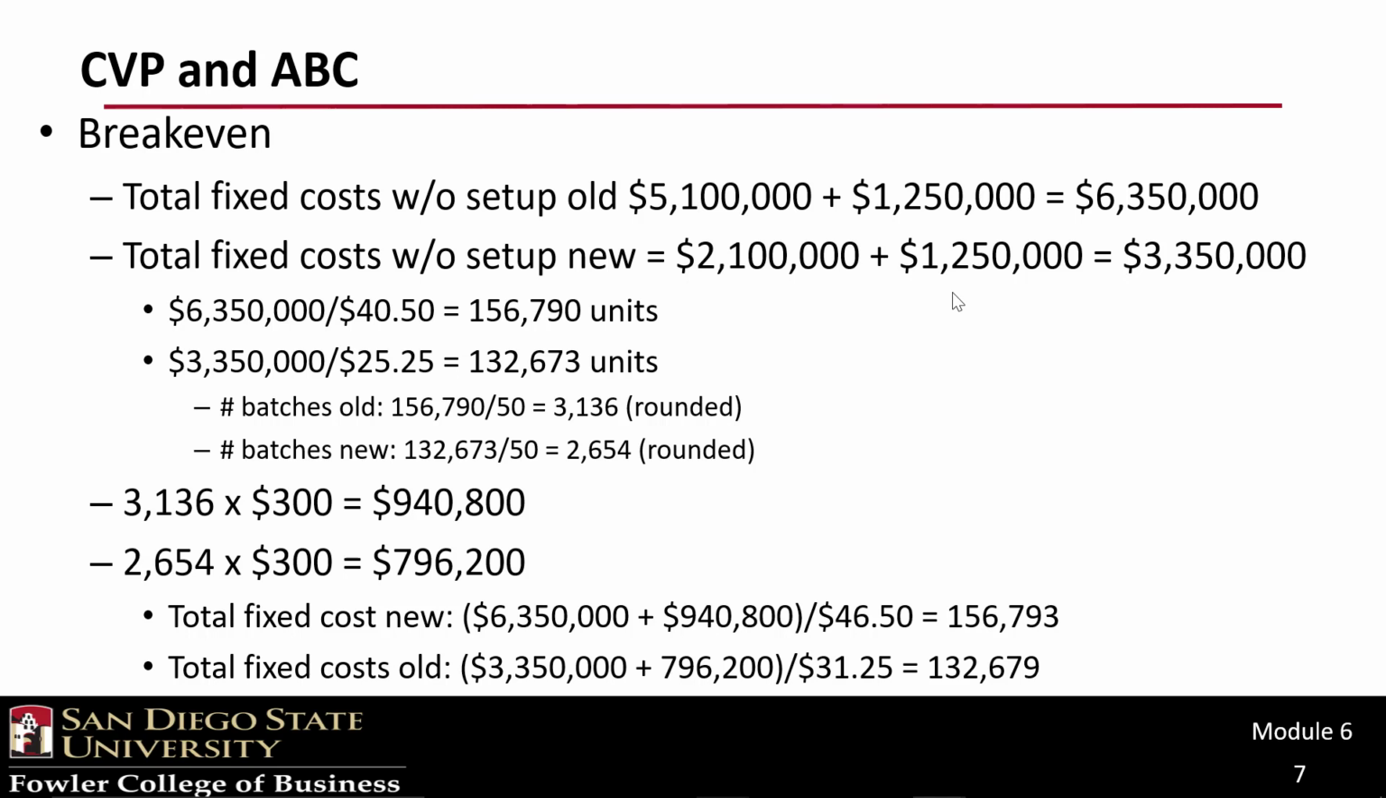So using this new information, I get a break-even of 156,793, and I get a new break-even under, I got those reversed, the new system of 132,679. So you can see it doesn't make a very big difference, but you can also see that when you do an activity-based analysis of break-even using CVP, you have to find some way to first exclude that separate cost and then go back and include that cost later on.